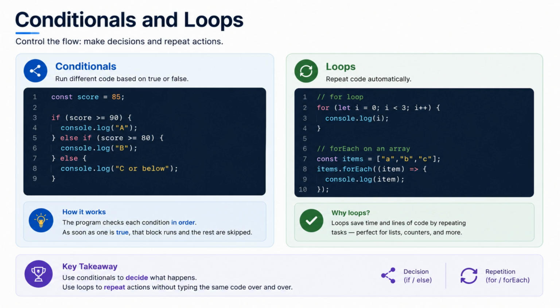Two loop forms worth distinguishing. The for loop is the classic choice when you know how many times to iterate or need the index number. forEach is often cleaner when working with an array, and you only need the value, not the index. Mention console.log here if it hasn't come up yet.